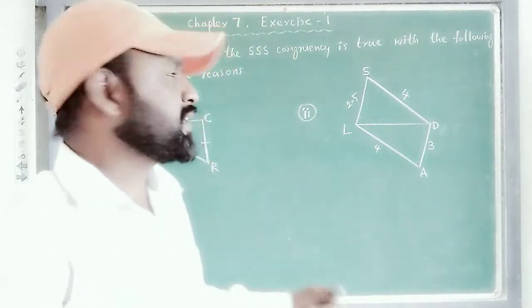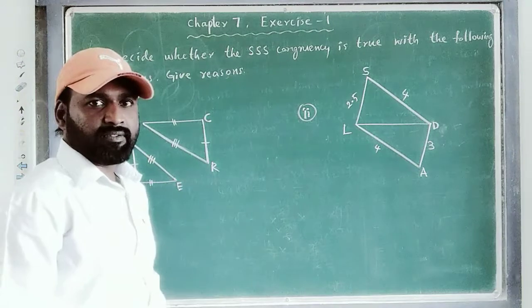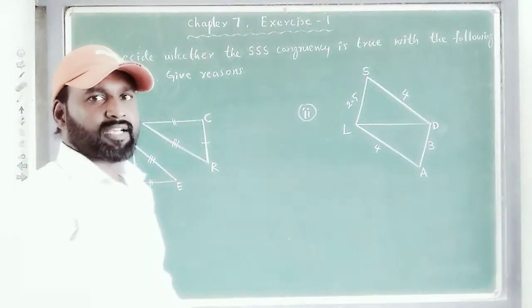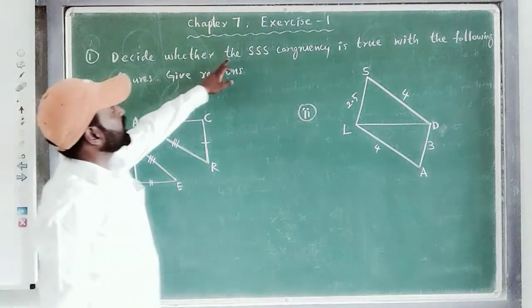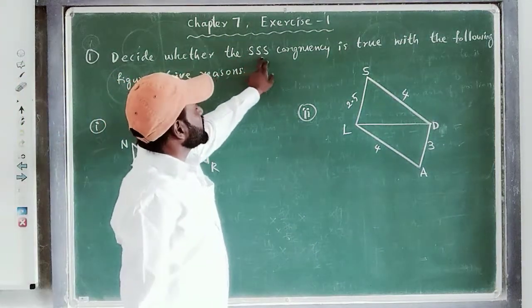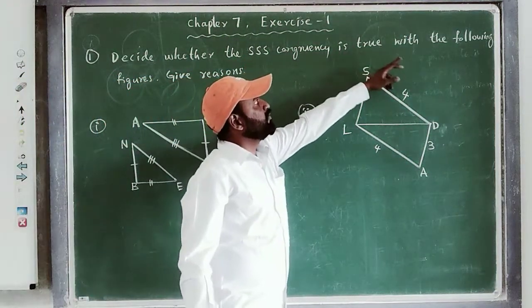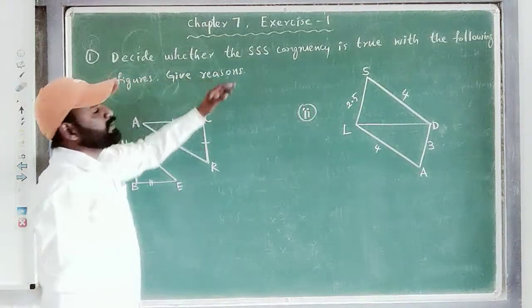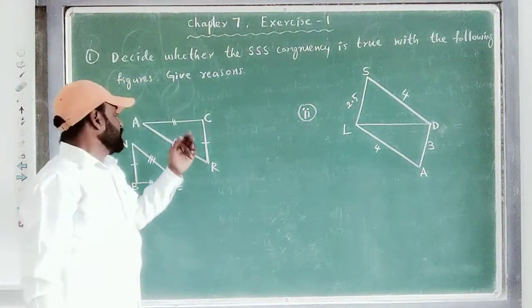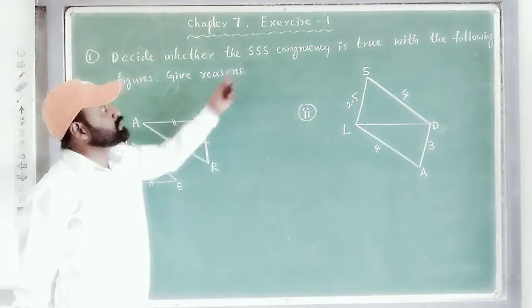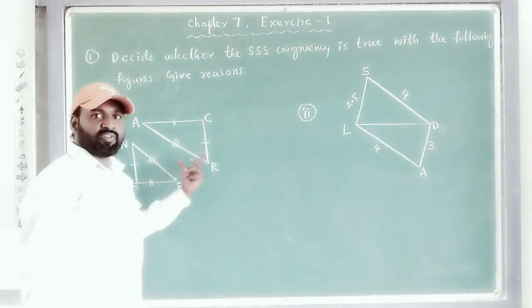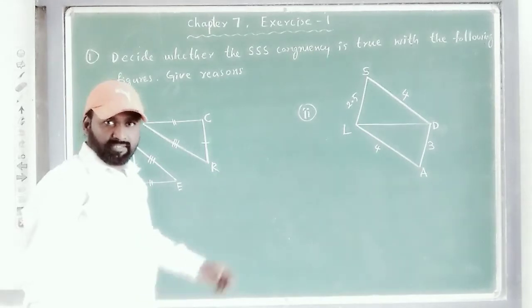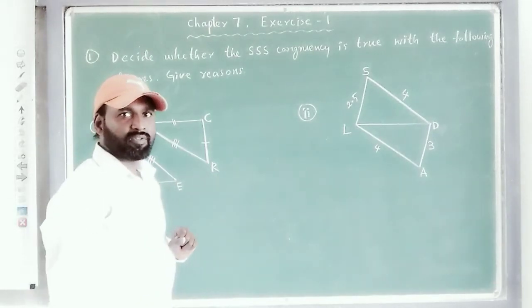Now let us start exercise 1 in chapter 7, Congruency of Triangles. What is the first question here? Decide whether the SSS congruency is true with the following figures. Give reasons. Decide whether this rule is working to say these two triangles are congruent or not. If not, why? State the reason. That also we have to tell.